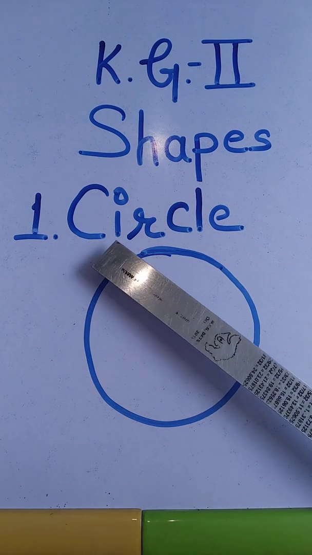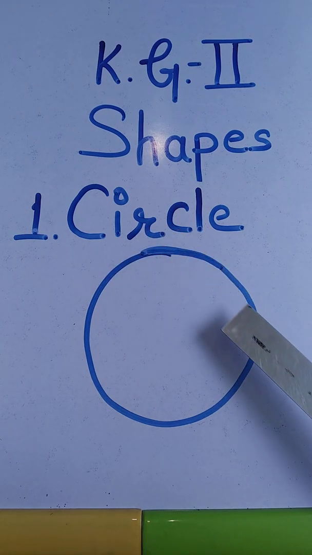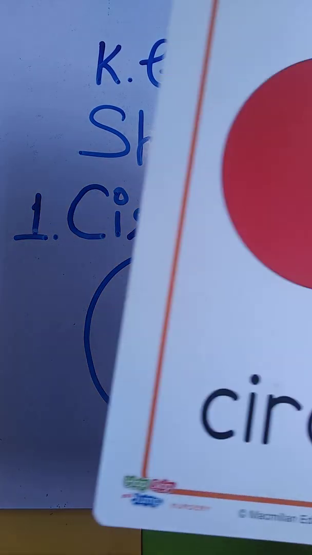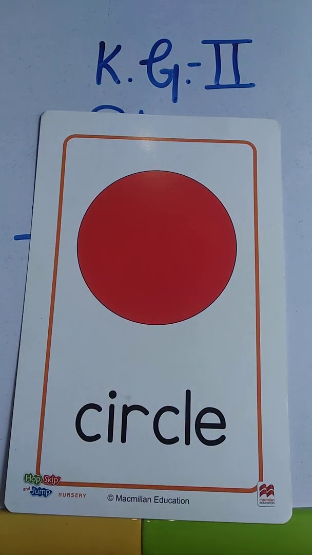The first shape we are going to learn is a circle. What is this? This is a circle. I have a flashcard for you. See, this is a circle. What is this? This is a shape of a circle.